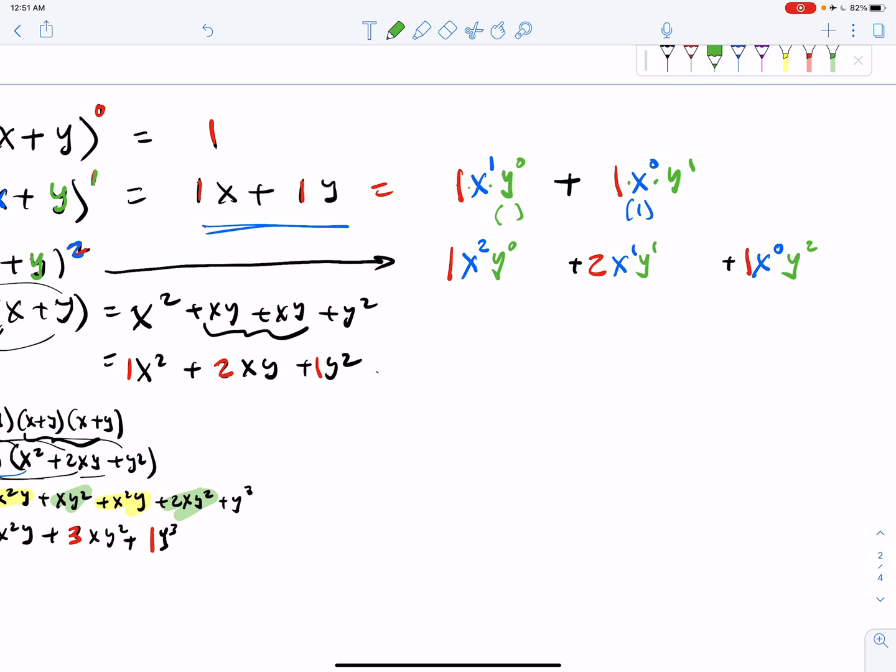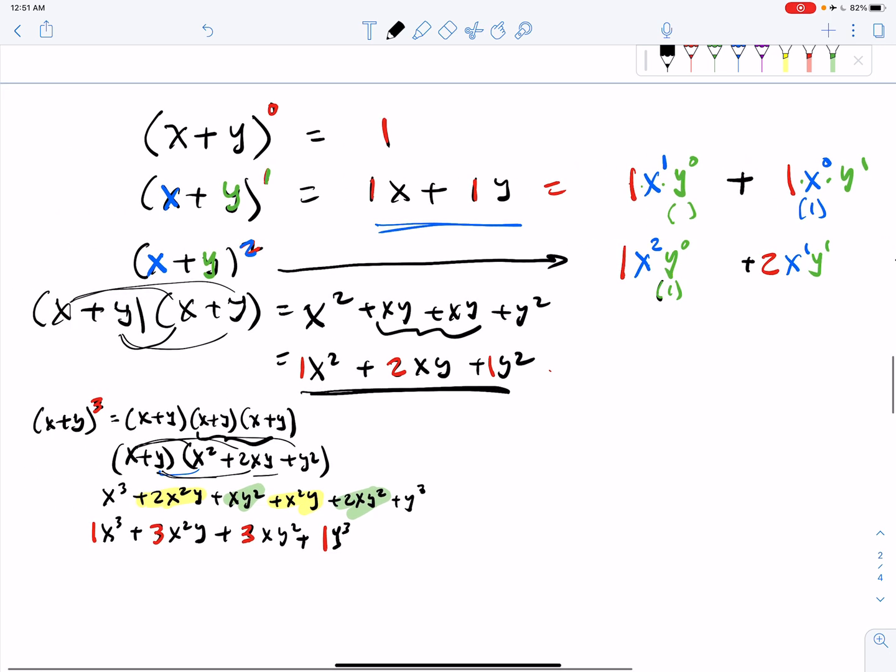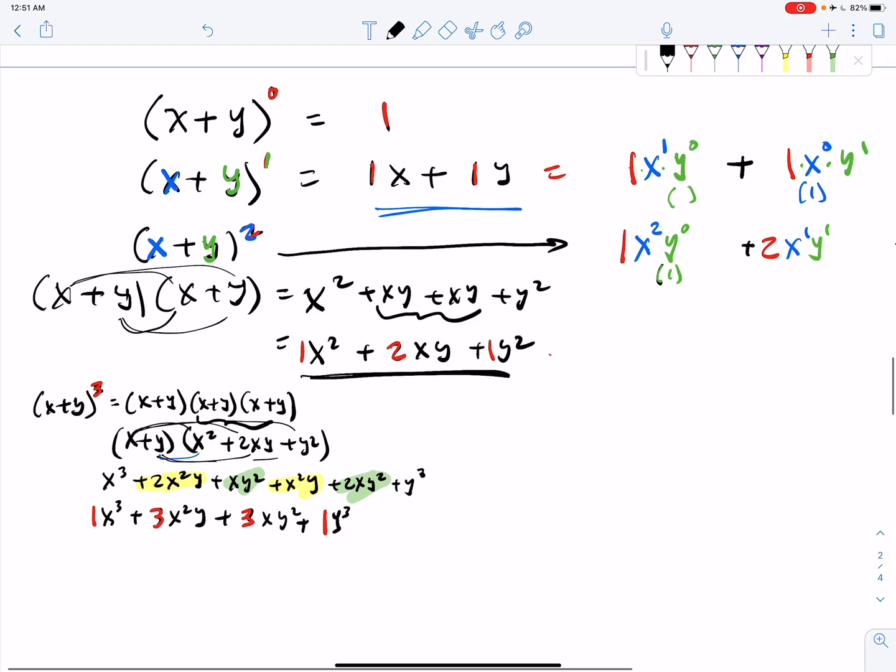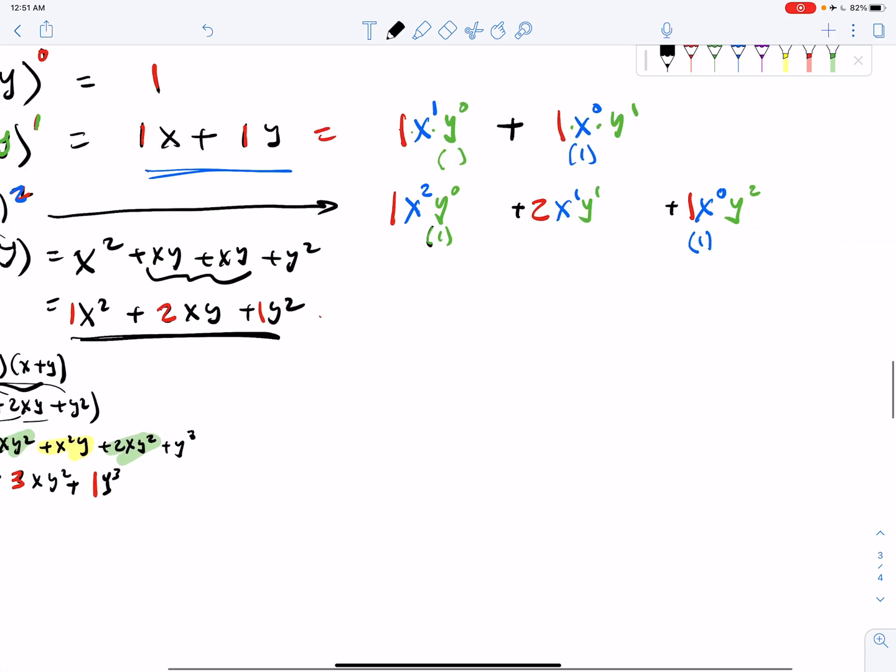Okay, now simplify. And once again, I know that y to the 0 is just going to be 1, and I know this blue x to the 0 is just going to be 1. And so then we simplify it, right? We end up getting this. Just the same thing we did when we manually distributed it out, right? So we end up getting the same thing.